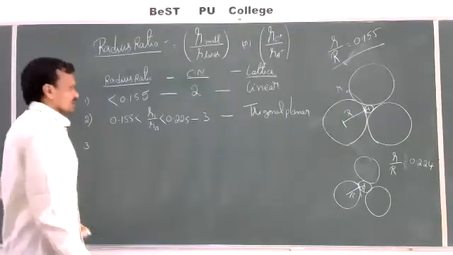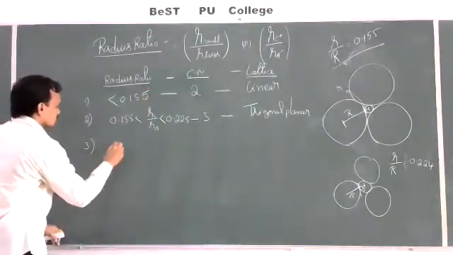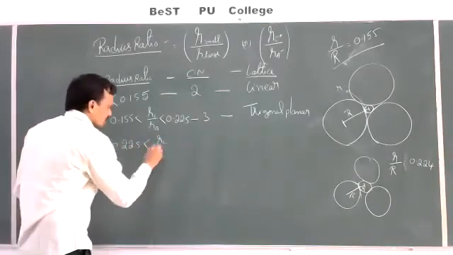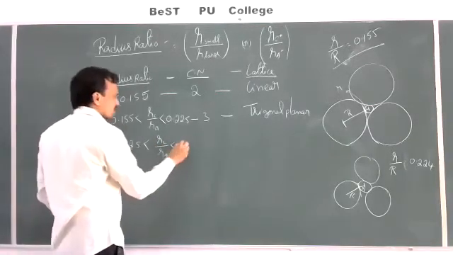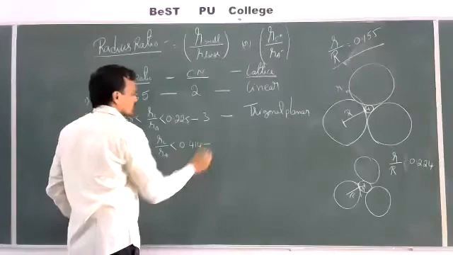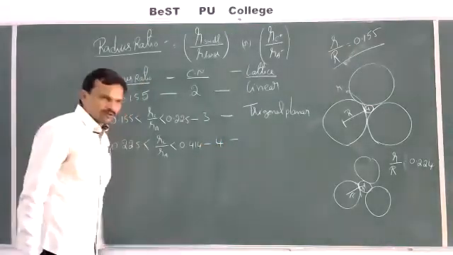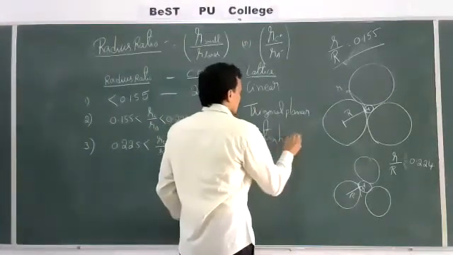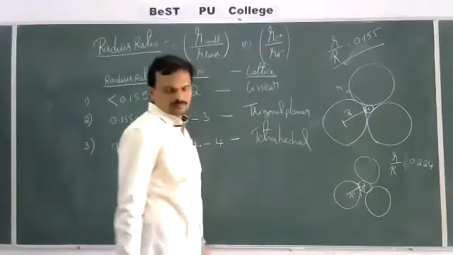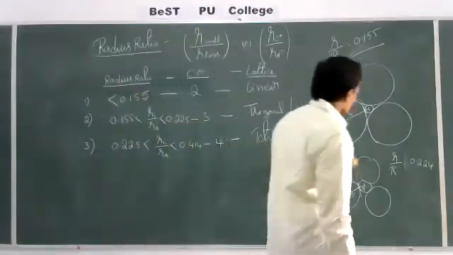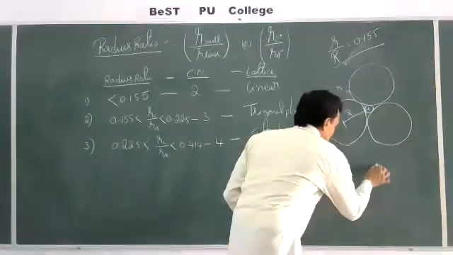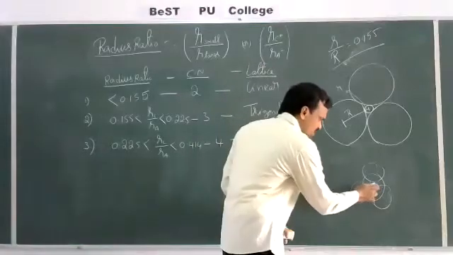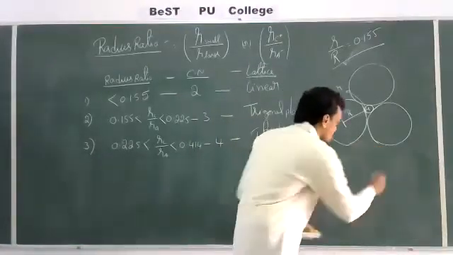Next, if the radius ratio lies between 0.225 and 0.414, then the coordination number is 4. Coordination number 4 means what shape? Tetrahedral. That means 3 particles are present here like this, and 1 particle is present over them like this. Actually these 4 are present like this, in a tetrahedron shape.